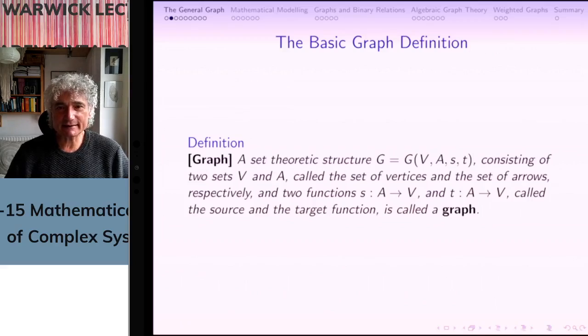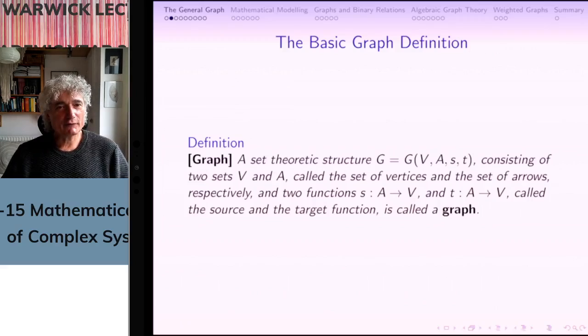A set theoretic structure G of a set V, a set A, S and T. S and T are functions, mappings, as we will explain in a moment, consisting of two sets V and A, called the set of vertices and the set of arrows, respectively, and two functions S, mapping from A to V, and T, mapping from A to V, called the source and the target function, is called a graph.